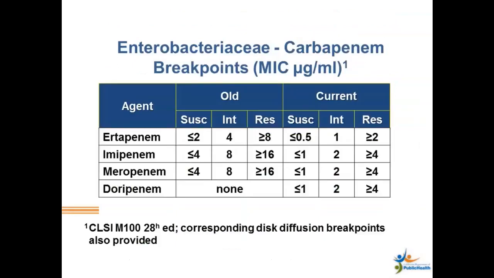Next up, we asked about carbapenem breakpoints for Enterobacteriaceae. Again, this is to determine whether something like a Klebsiella or E. coli is susceptible, intermediate, or resistant to a given carbapenem. It's very important for being able to identify multi-drug resistance in a hospital. As you can see, in the more current breakpoints, they have been lowered, thus enabling us to better determine what is resistant.